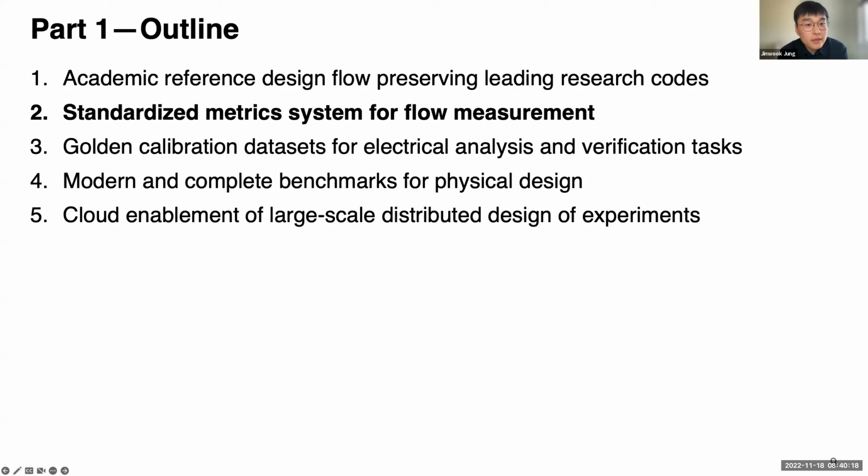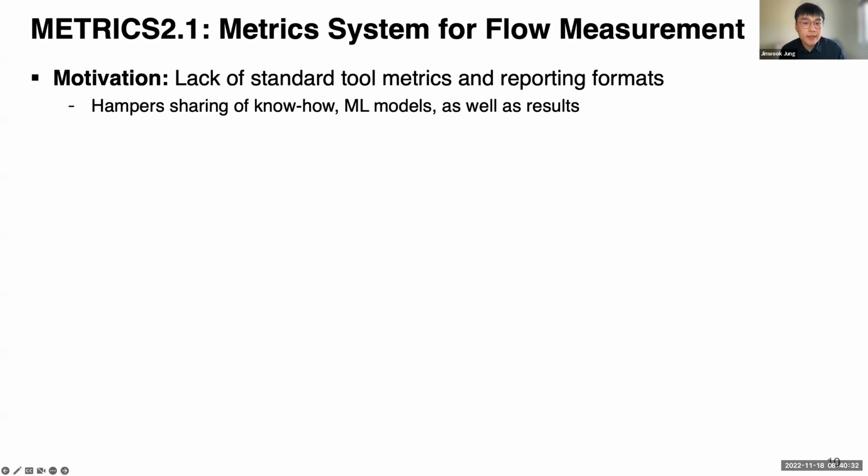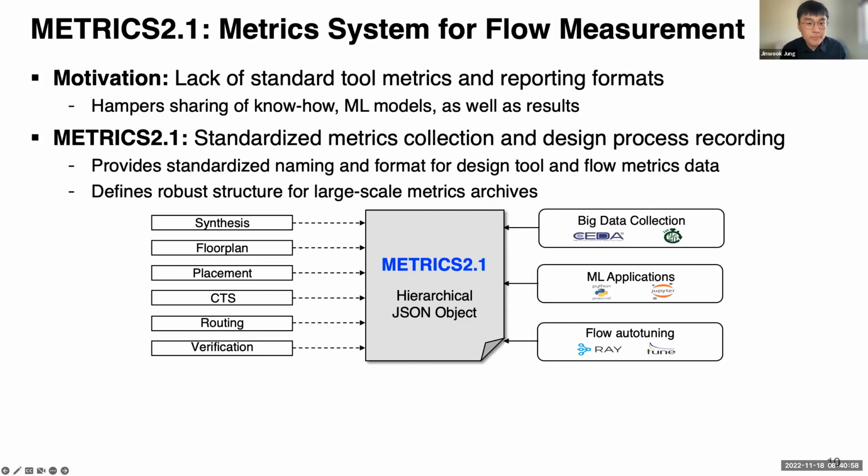Okay, next, I'd like to introduce our activities to establish a standardized metric system for flow measurement, which is Metrics 2.1. The motivation of this activity is the lack of standard tool metrics and reporting formats in the EDA domain. As we all know, there are many academic and commercial EDA tools, but each tool uses its own naming conventions, metrics format, and parameter naming. We think that such divergence hampers the sharing of EDA knowledge, as well as the reproduction of results. So DATC has been working on and supporting the establishment of a generalized metrics collection system named Metrics 2.1, which is shown here.